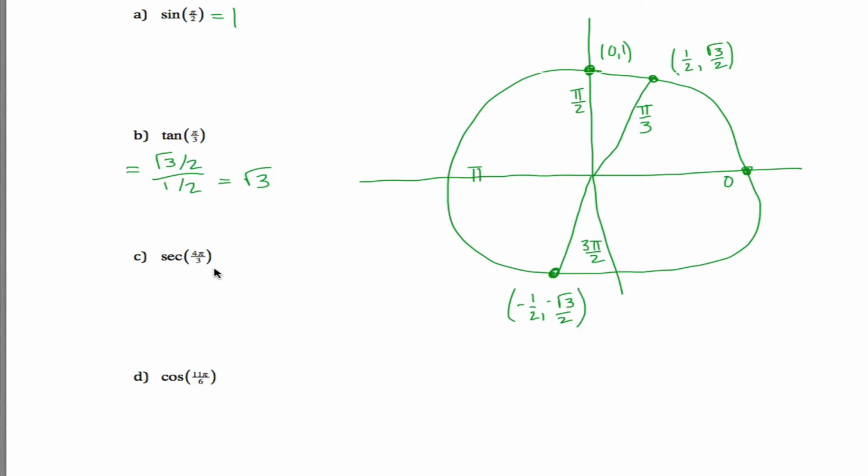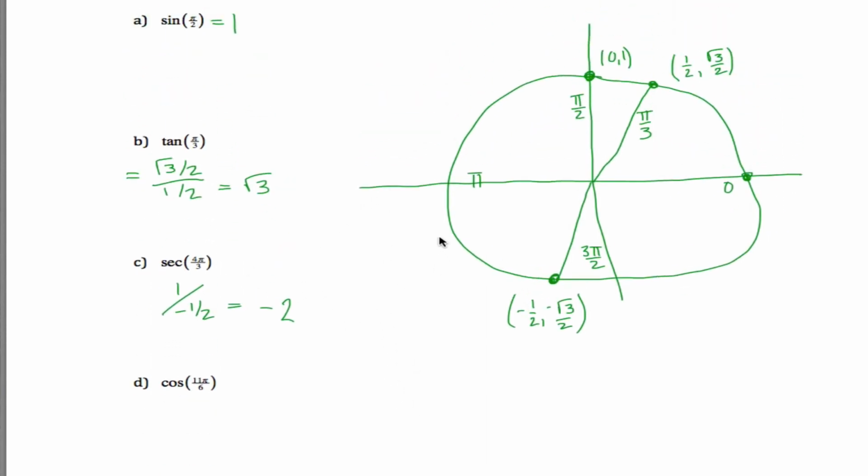So then when it asks me for secant, I have to remember that secant is 1 over cosine, or at this point in the class, maybe it's just 1 over x. Let's see, my x-coordinate is negative 1/2, so it would be 1 divided by negative 1/2. If you think about this as 1 over 1 divided by negative 1/2, you can change it from a division problem into a multiplication problem and get negative 2 as your answer.